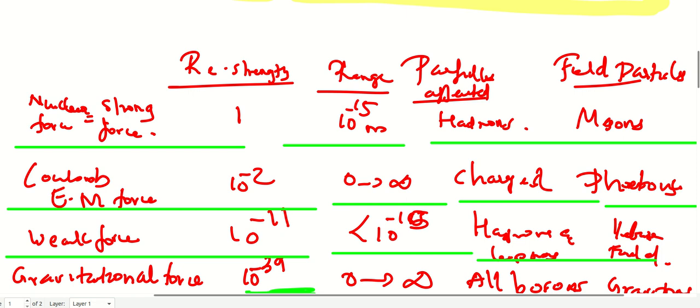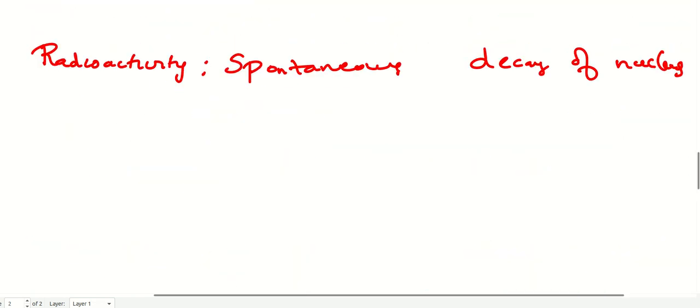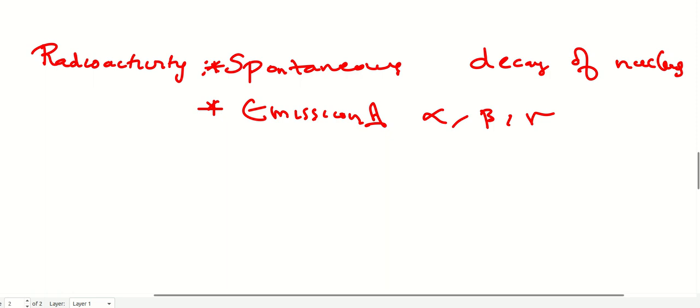radioactivity. The radioactivity is the phenomenon of spontaneous decay of nucleus accompanied by the emission of alpha particles, beta particles or gamma rays. Okay, so the radioactivity is the phenomenon of spontaneous decay of nucleus. That phenomena is called as radioactivity, and it is accompanied by the emission of alpha, beta particles or gamma rays. Okay, so you know the things.